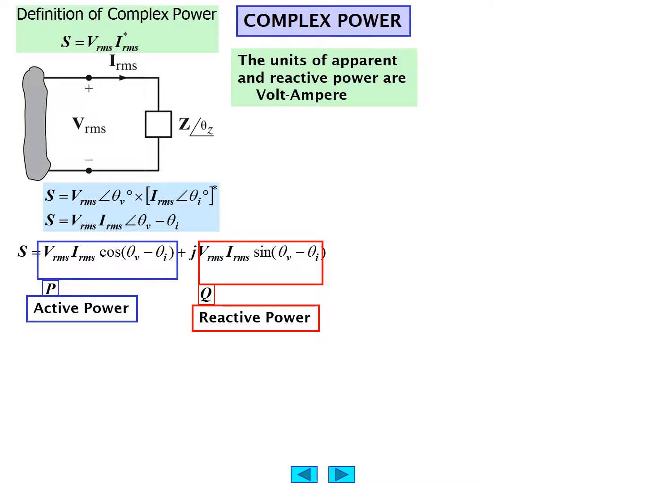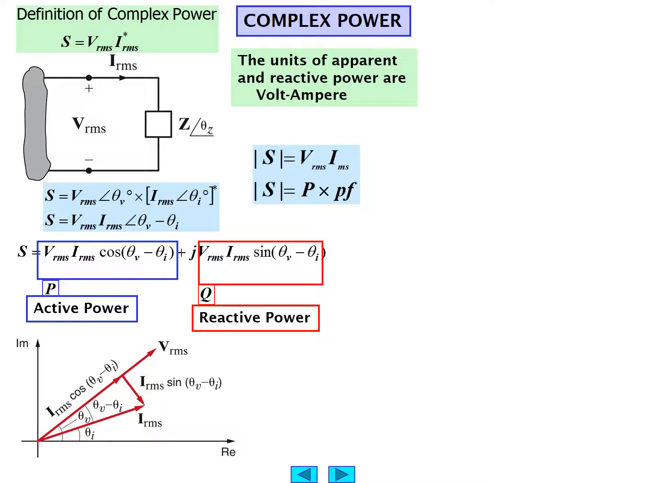The units of complex and apparent and reactive power are called volt amperes, as opposed to watts, which we used for totally active power with no reactive power. Volt ampere. So the magnitude of S is VRMS times IRMS. That's where we get the units of volt amperes. And the magnitude of S is nothing more than the power P divided by the power factor, because that includes the representation of the angle between the voltage and the current.